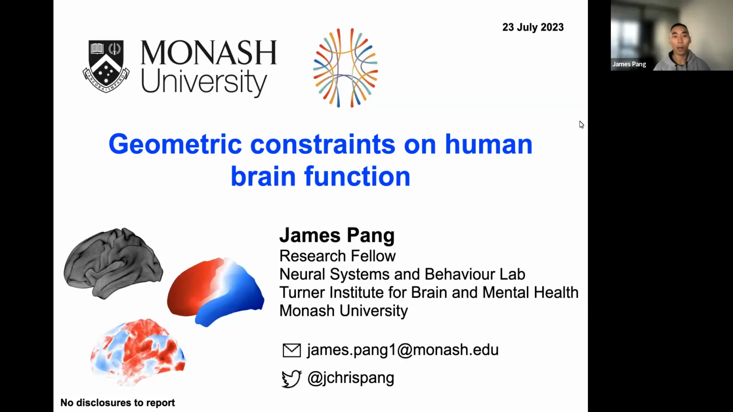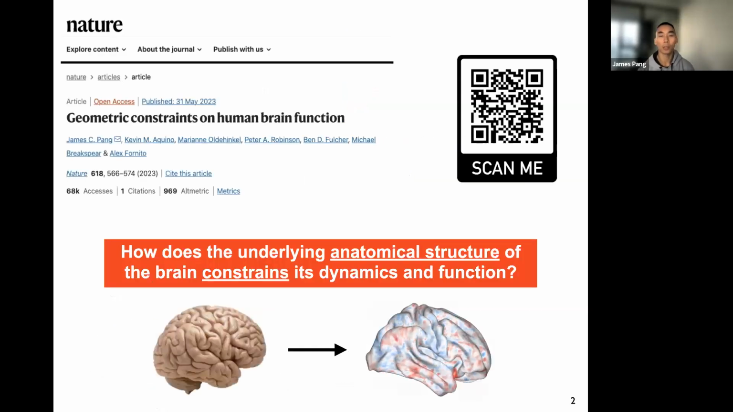Hi, so today I'm speaking about geometric constraints on human brain function, which is primarily based on our publication that we had about a month ago, which you can scan via the QR code if you want to know more about it. So the paper and the talk, we will be focusing on trying to answer the question: how does the underlying anatomical structure of the brain constrain its emerging dynamics and function? So we can start from the beginning.